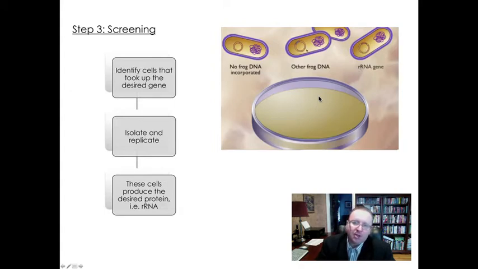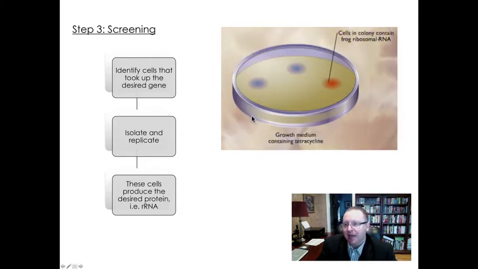There will be other cells that have bits and pieces of recombinant DNA that we're not necessarily interested in. And then some of the plasmids won't have any foreign DNA in them at all. But we need to take up all of those bacteria and allow them to grow. We're going to allow them to replicate, and then we will identify the cells that contain the frog ribosomal RNA, in this case the gene of interest. You can identify those, we can isolate them, and then we can allow them to replicate so that we're getting lots and lots of copies of the bacterial cell that produces the gene that we're interested in most.